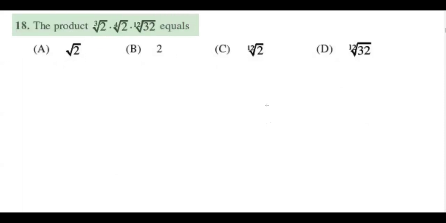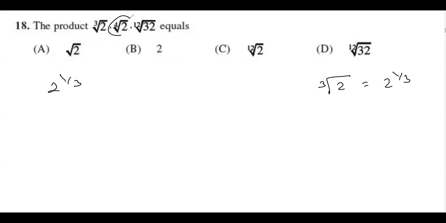In question number 18, we have to find the product of these irrational numbers. Now you see the first is the cube root of 2. As you know, irrational numbers like this can be written in the radical form as 2 raised to the power 1 over 3. Similarly, you can write this, multiplied by 2 raised to the power 1 by 4. And this can be written as 32 raised to the power 1 by 12.